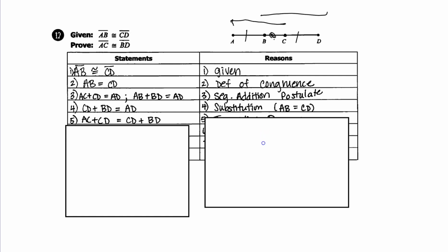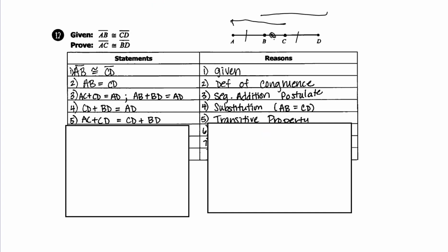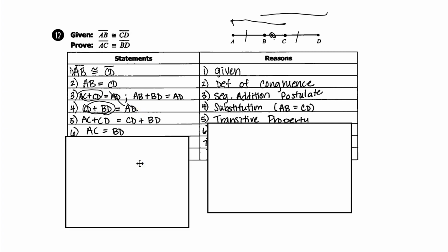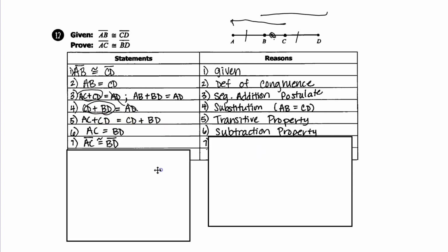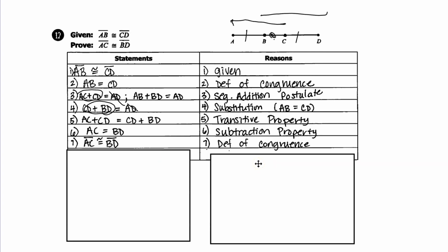AC plus CD equals CD plus BD. The reason is that is the transitive property. When we go search it out again, right, you have AC plus CD, which is right here. And then you have CD plus BD. And see what's missing? Number 6, AC equals BD, right? We're just subtracting CD away from both sides. Then finally, we're adding a congruent sign for definition of congruence.